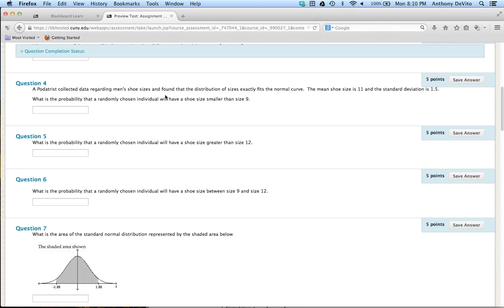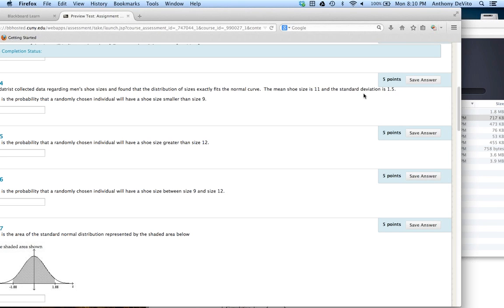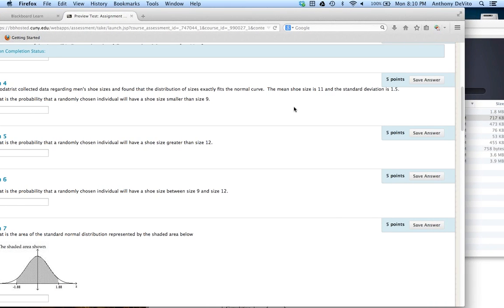Question 4. Podiatrists collected data regarding men's shoe sizes and found that the distribution of sizes exactly fits a normal curve. The mean shoe size is 11, and the standard deviation is 1.5. What's the probability that a randomly chosen individual will have a shoe size smaller than 9? Well, again, this is a population. When we started on this homework, we hadn't discussed sample distributions and standard error yet, so we know that's not going to come up in this homework at all.